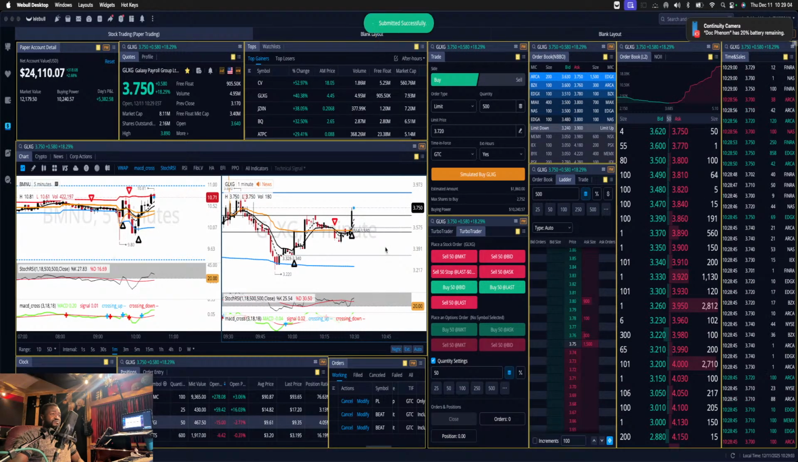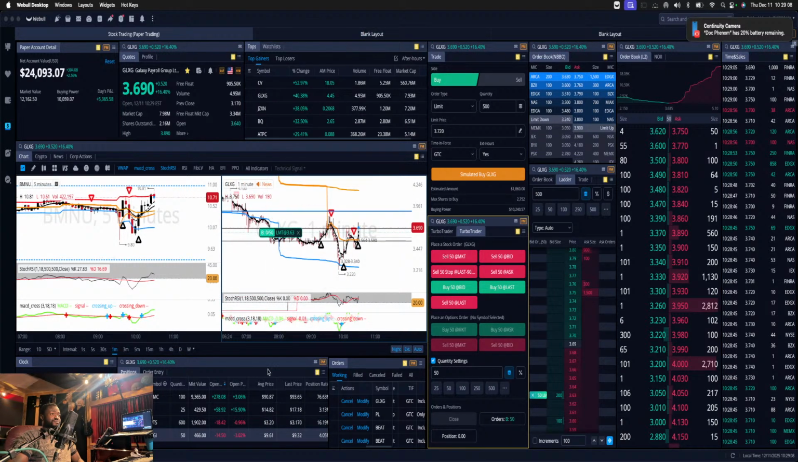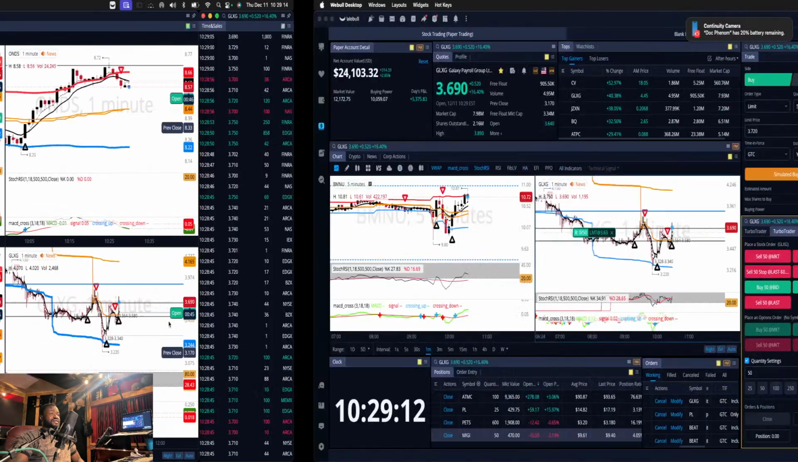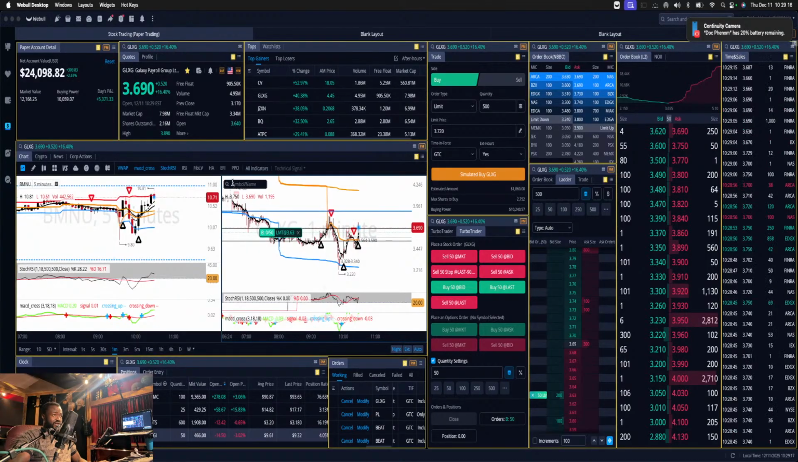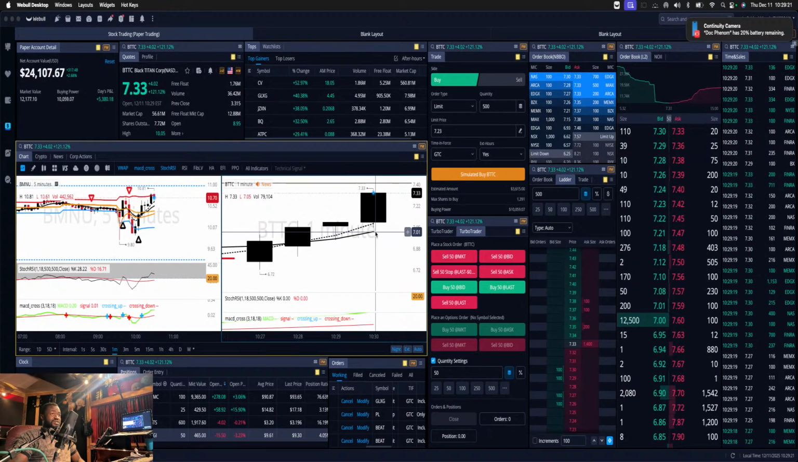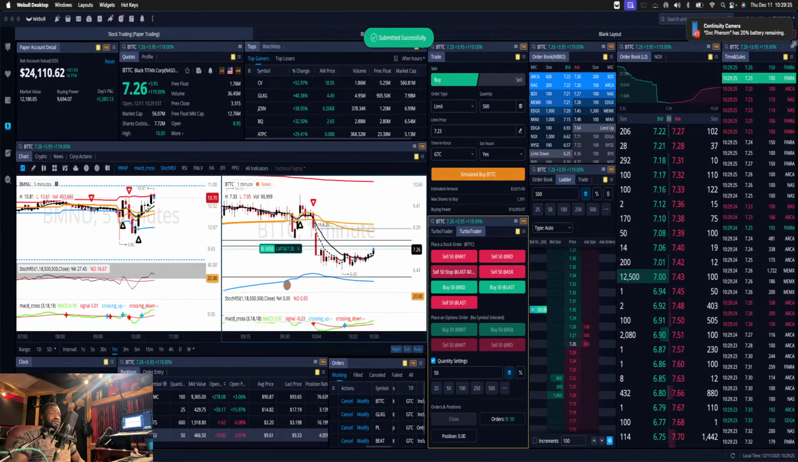Let's get 50 at bid. We're going to get it on the bid. Going to wait for that. BTTC, yep. Waiting for the trades, man. UVXY. Let's get that on the bid, too. We get 50 shares on the bid. We'll wait.